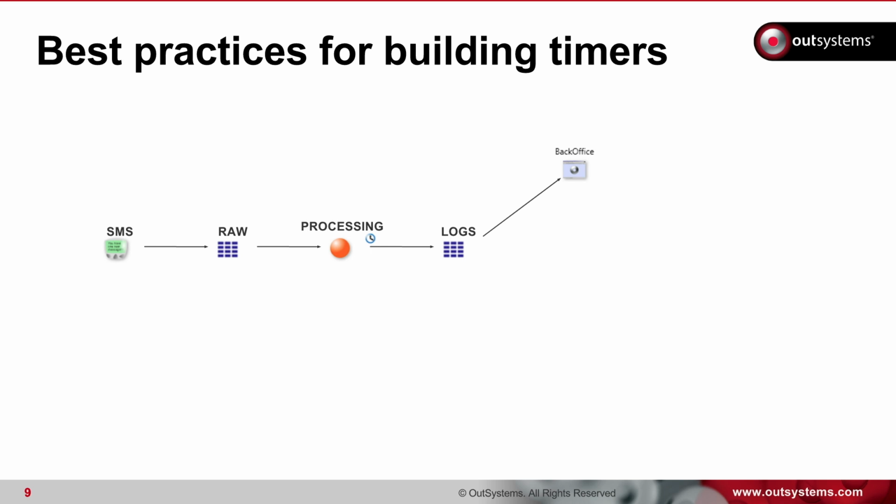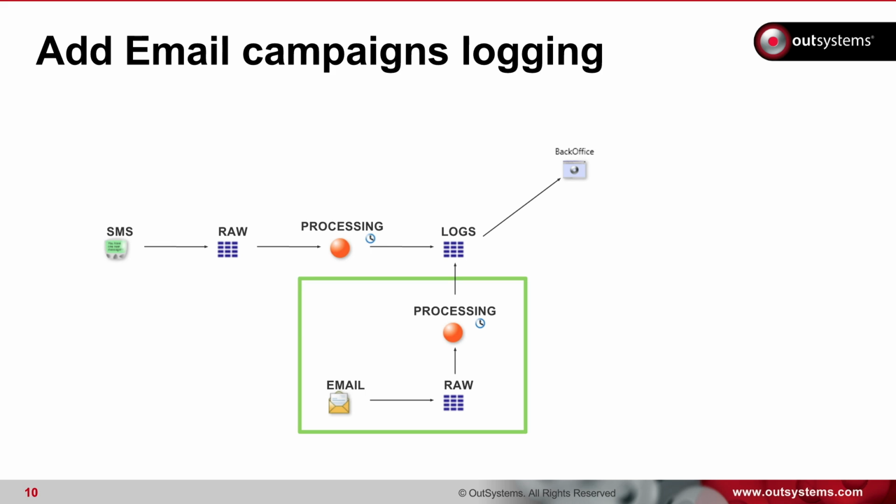So company needs evolve, and now the company asks us to add email campaigns also to our processes. So we now have a similar system. So we generate all the emails, we store the raw data on a raw database. We have another timer that runs every 10 minutes to send the emails, and both these timers register the progress on the same logs database so that the same screen shows the evolution of how they are both progressing.